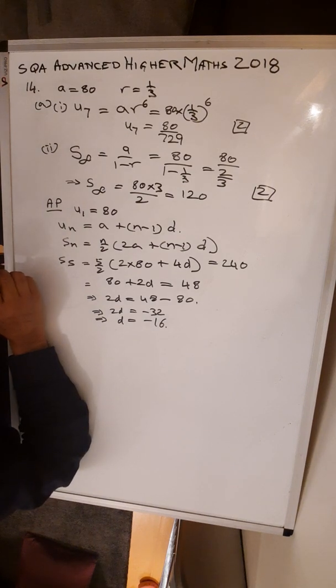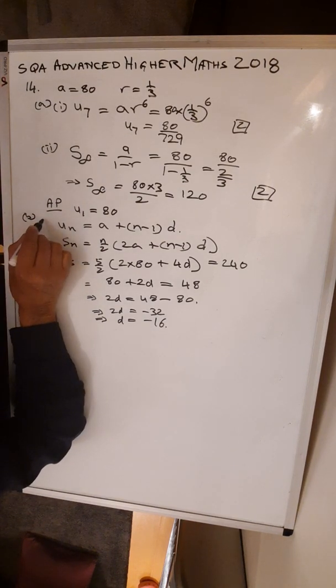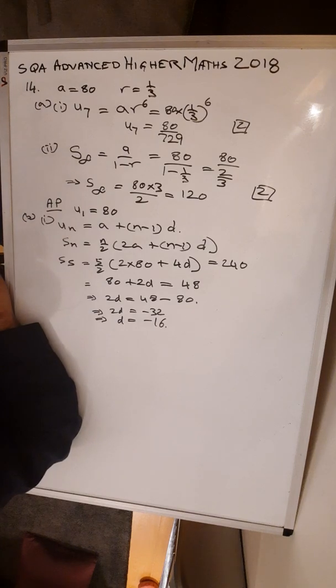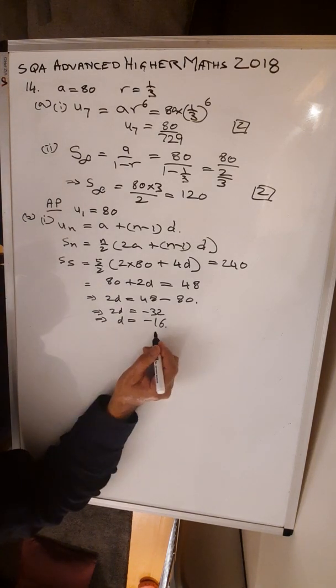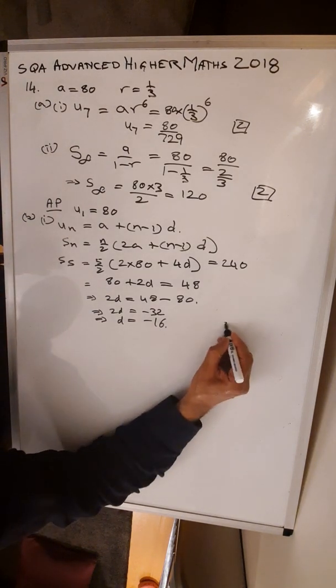That's part b, part 1: find the common difference of the sequence. So the common difference is minus 16, and that is for 2 marks.